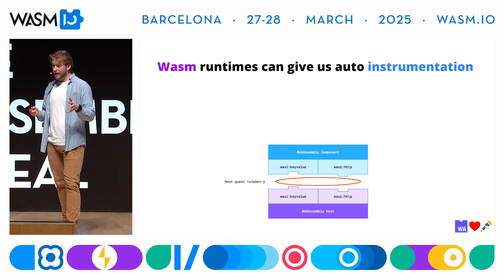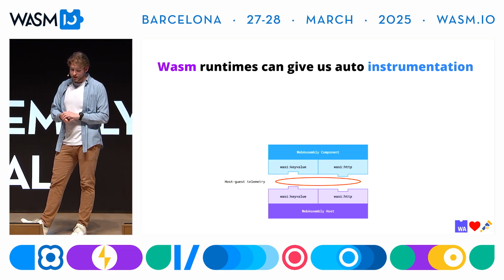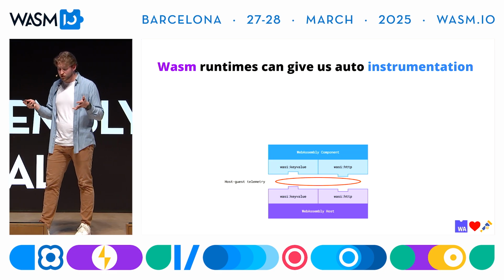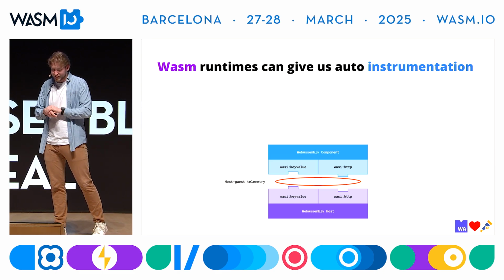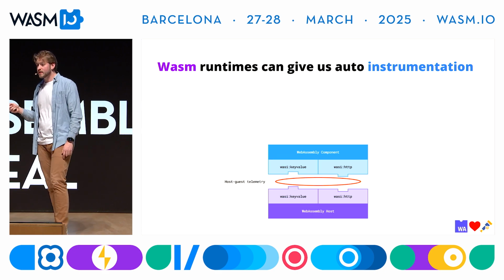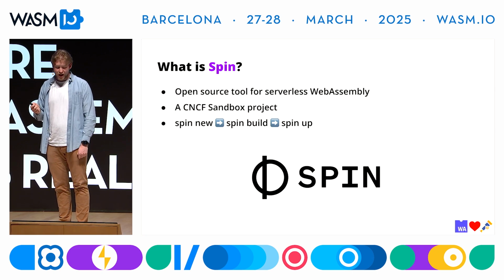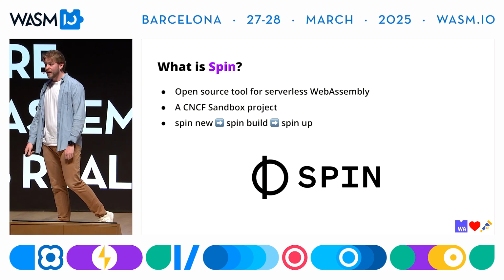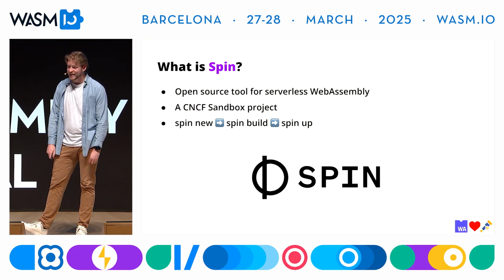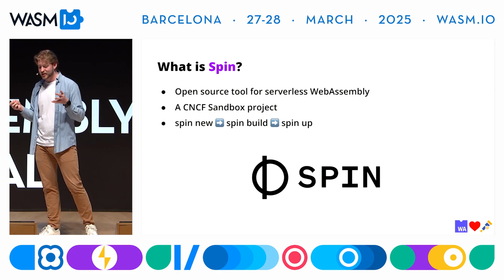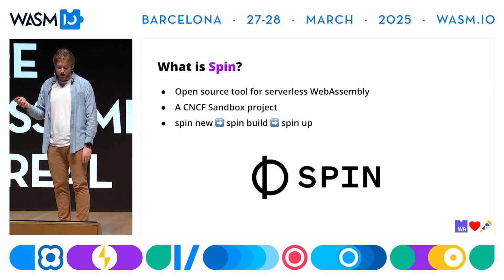So going back to host-guest telemetry, and what I alluded to earlier, one of the really nice things about WebAssembly runtimes is that it gives us host-guest telemetry just out of the box, auto-instrumented, without you having to do anything to instrument it. I'm going to be demoing this in Spin, which we've all probably heard a lot about this weekend, but just briefly if you haven't heard, it's an open source tool for serverless WebAssembly that was recently accepted into the CNCF, which is super exciting. And it's really just helping you in the full life cycle of an application, templating out a new one, compiling that to WebAssembly with spin build, and then running it with spin up.